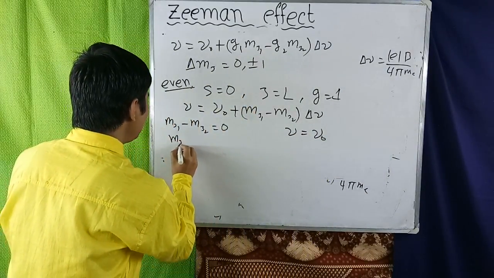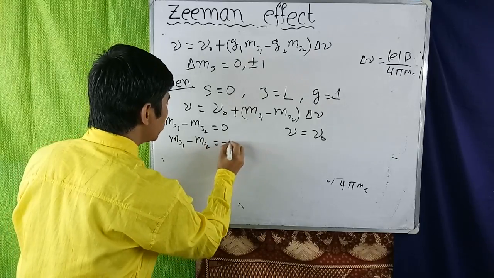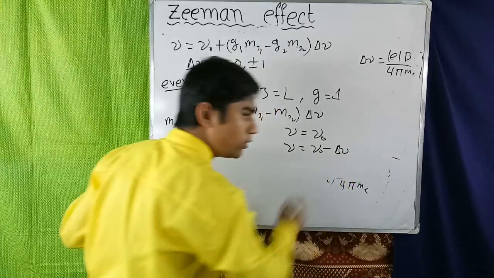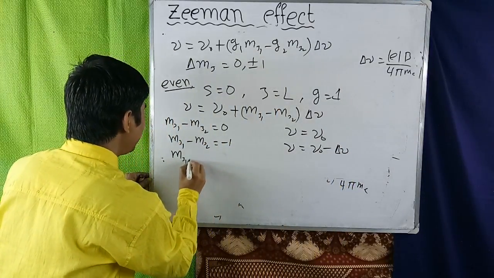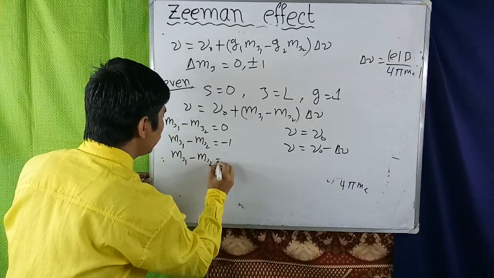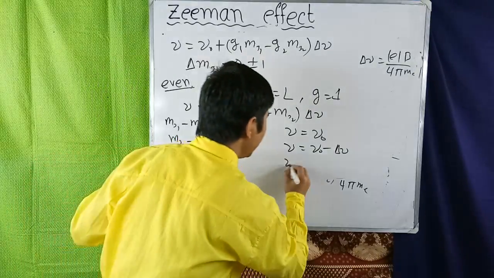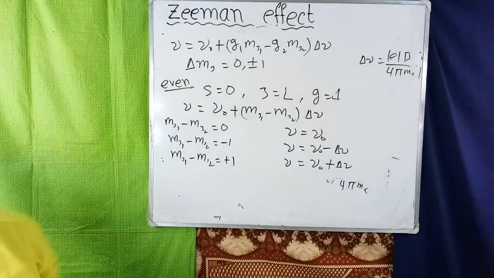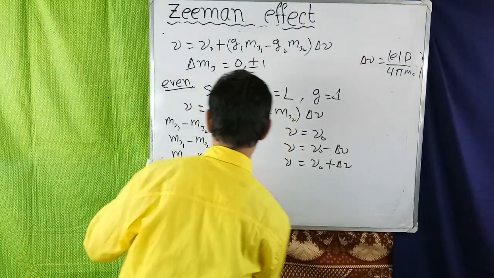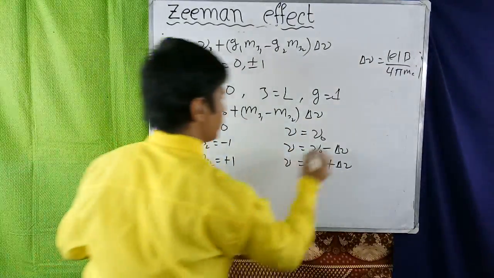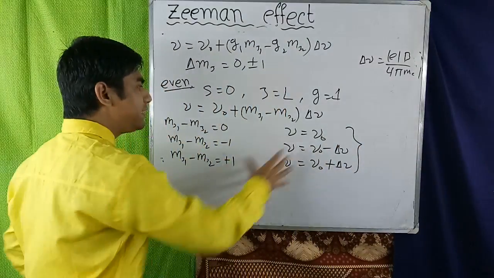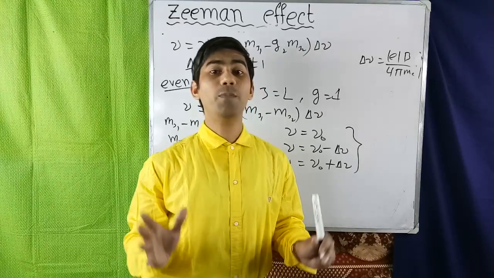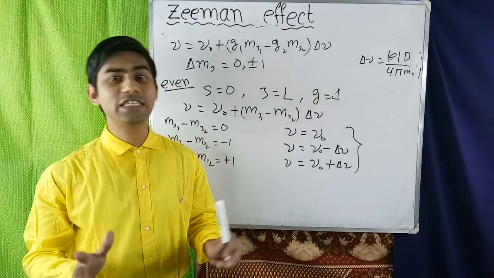When mj1 minus mj2 equals to minus 1, nu equals to nu 0 minus delta nu. When mj1 minus mj2 equals to plus 1, nu equals to nu 0 plus delta nu. Okay. So this gives the frequencies of the split components of a spectral line in normal Zeeman effect.